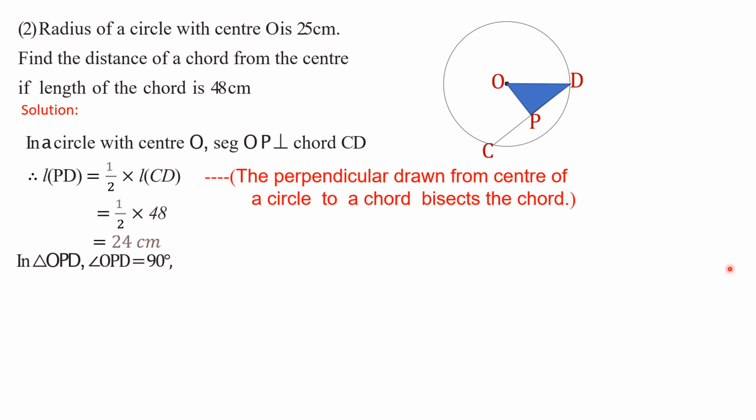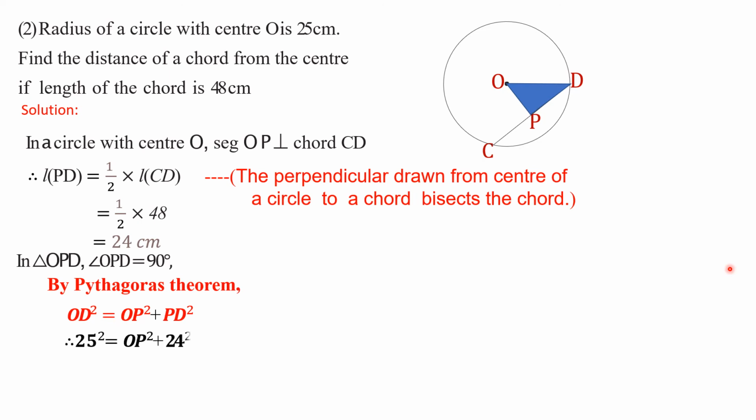I highlight this triangle. By Pythagoras theorem, OD square is equal to OP square plus PD square. Now substitute the values. Therefore, 25 square is equal to OP square plus 24 square. Therefore, 625 is equal to OP square plus 576. Now this 576 we bring on left hand side.